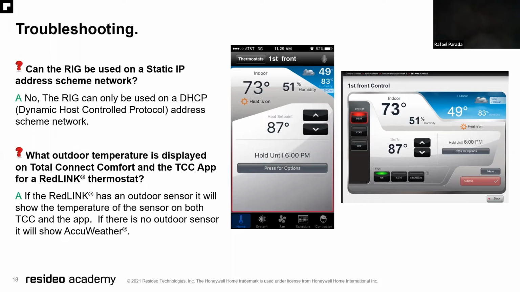A really common question as well: if I have an outdoor sensor and I have an internet connection, which outdoor temperature is going to be displayed on the Total Connect Comfort app and on the RedLINK thermostat? So if I have the outdoor sensor, the outdoor temperature that is going to be displayed is the one from the outdoor sensor. If we lose the outdoor sensor communication or there's no outdoor sensor, the one that is going to be displayed both in the thermostat and also on the app is the one that is provided by AccuWeather based on the zip code provided on the customer account.